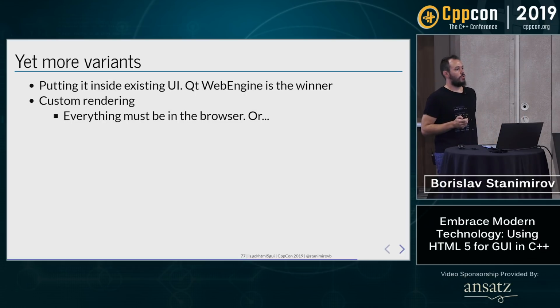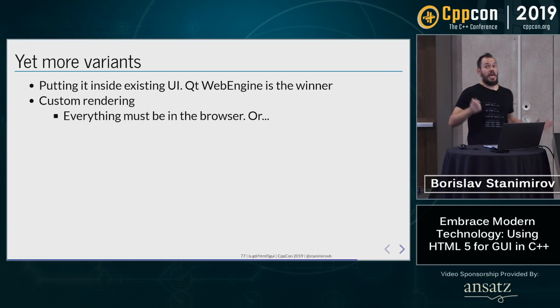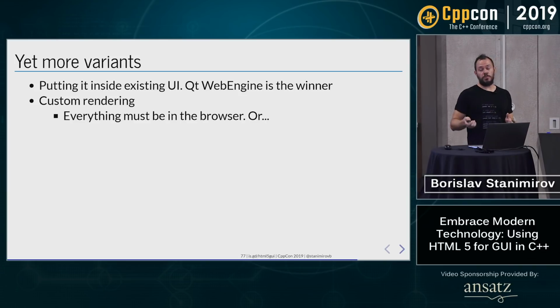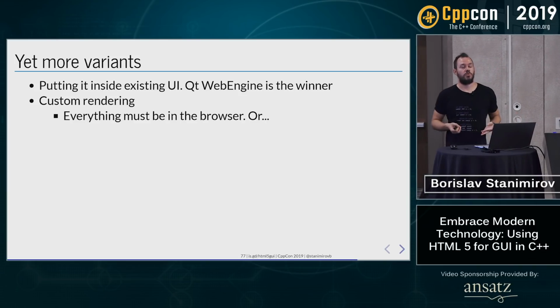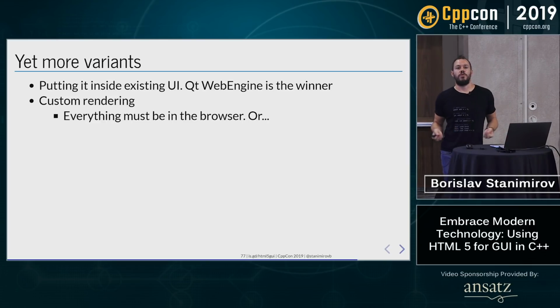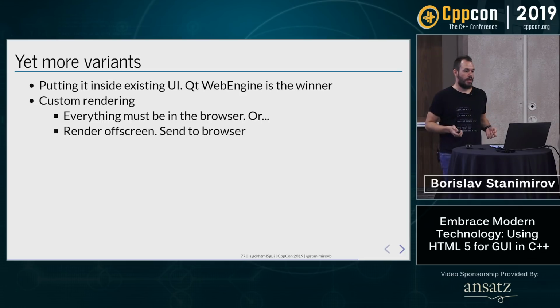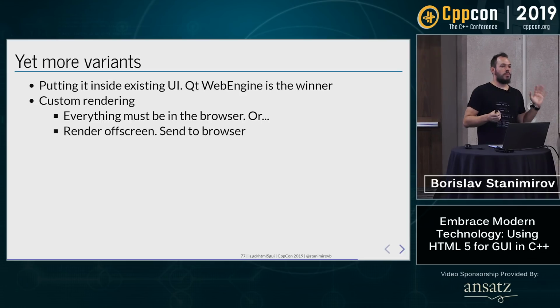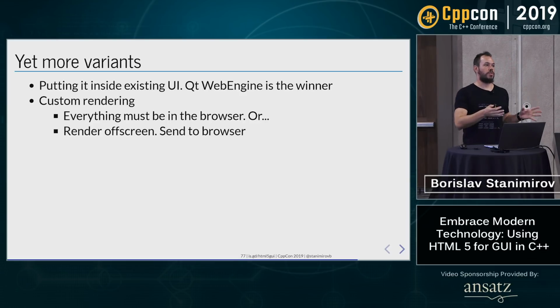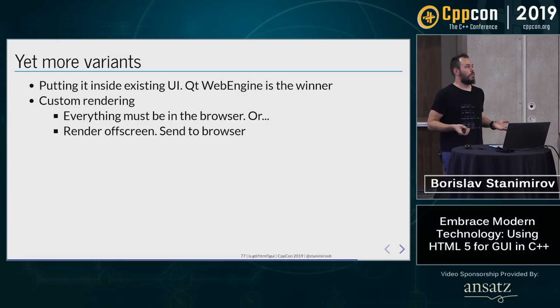Also, what if you want custom rendering? Say you want a game, or something that basically you want the rendering not to be in the browser, but in C++. Now, it could be in the browser. Modern browsers support WebGL, and WebGL is pretty powerful. But what if, for example, WebGL is not enough for you, or you want DirectX, or you want some other specific rendering thing you have? So you could do this. You could render off-screen. You could collect the pixels from the off-screen target that you've created, and you can send them to the browser. And this works.